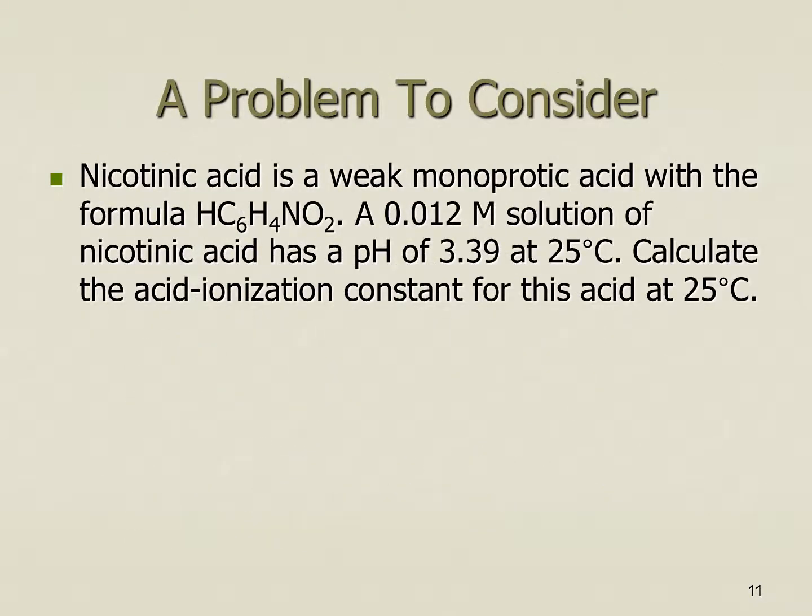So let's look at an example. Nicotinic acid is a weak monoprotic acid with the formula HC6H4NO2. Again, remember, only the H on the front is acidic. A 0.012 molar solution of nicotinic acid has a pH of 3.39. Calculate the acid ionization constant for this acid. All right, so it's really important to note that because this is a weak acid, we know that the H plus concentration cannot be equal to 0.012. It's going to be less than that because not all of the acid dissociates.